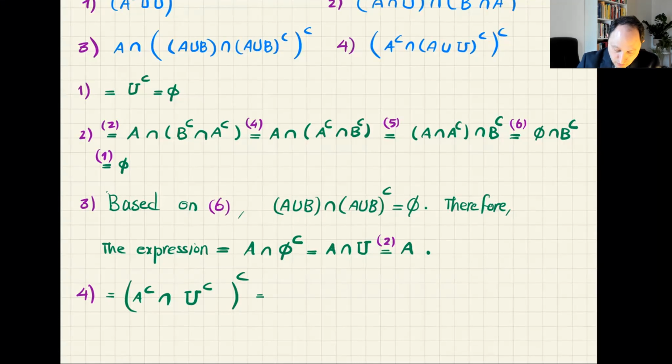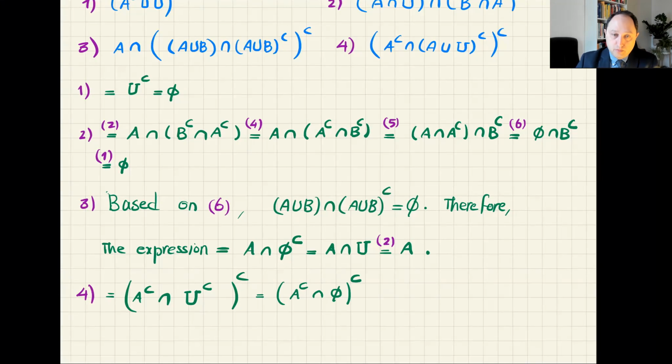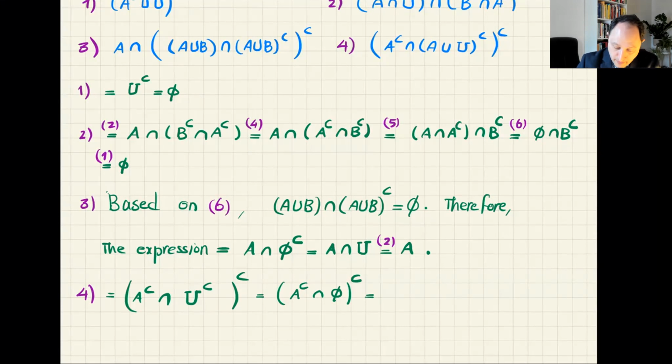But then I continue. Instead of A complement, for the time being, I cannot do anything. I have to write it down. But then I know that the universal set complement is the empty set. And then, of course, on top of that, I have another complement. If I ask you what is the content inside the pair of brackets, you would say that I have a set intersecting with the empty set. So the answer would be the empty set. And then I have a complement on top of that. And then, as you said, the answer becomes the universal set.